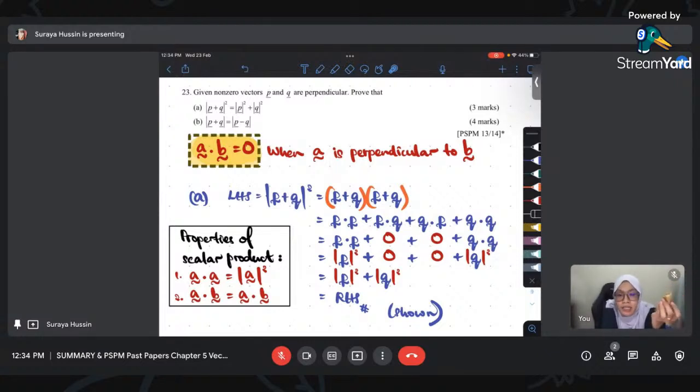Ada soalan ke nak tanya tentang soalan ni? You all can give me some question also dalam komen tu, kalau kamu mahulah.